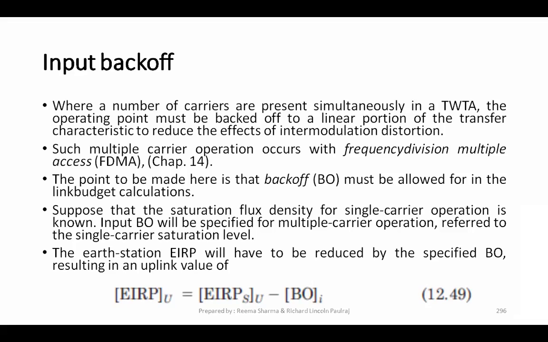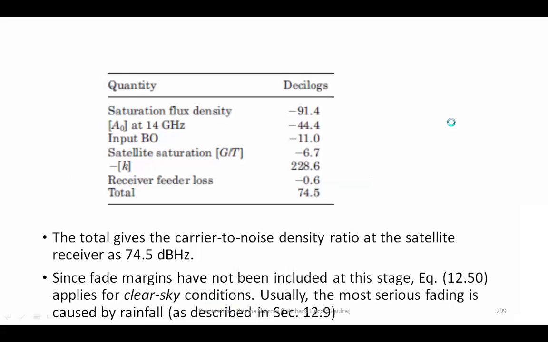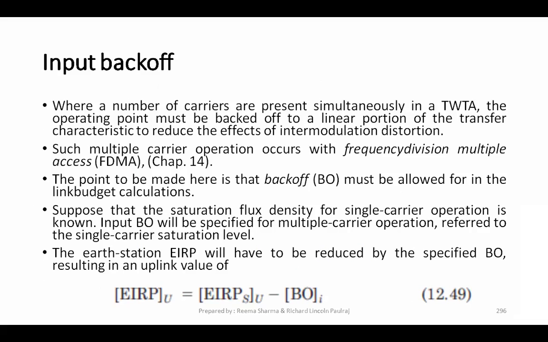So in order to have that, we will look into a few of the concepts here. The number of carriers present simultaneously in a TWTA, which is your traveling wave tube amplifier, means the operating point must be backed off to a linear portion. I could have mentioned the graph; we are referring to the graph which was previously there, to reduce the effects of intermodulation distortion.